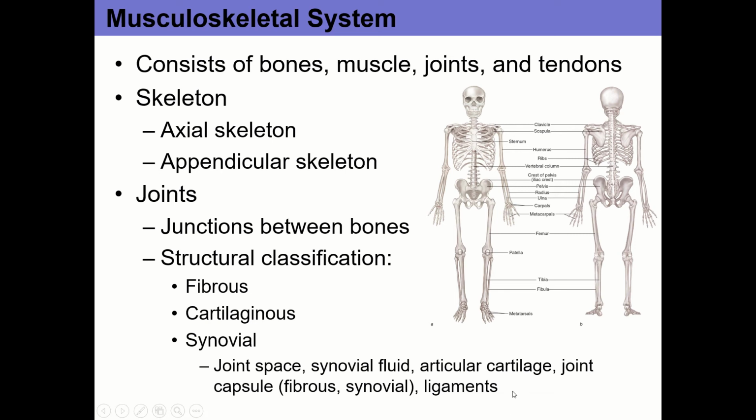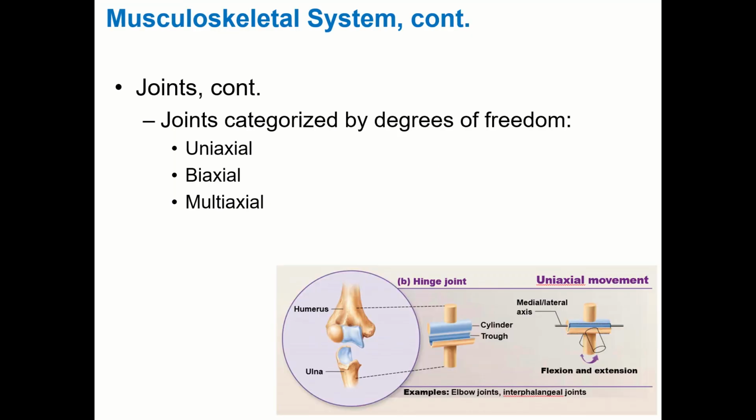And then the ligaments here, so ligaments connect bones to bones. So you can have ligaments inside of the joint capsule, outside of the joint capsule, or that are part of the joint capsule. But what ligaments do is they connect bones to bones and they help to give the joint some structural integrity. Speaking of joints, so joints can be categorized by degrees of freedom.